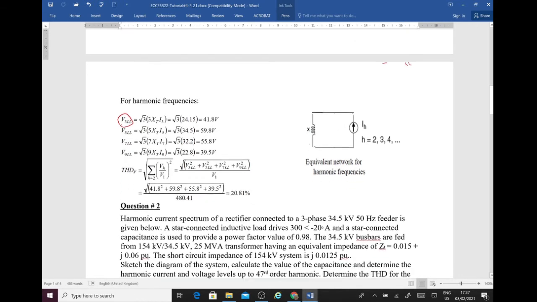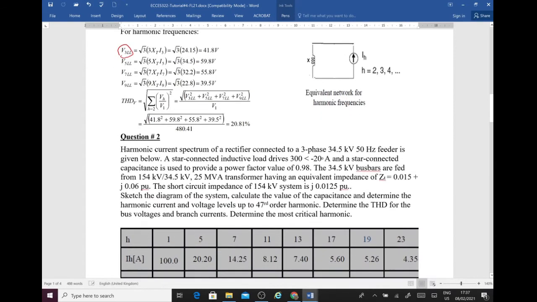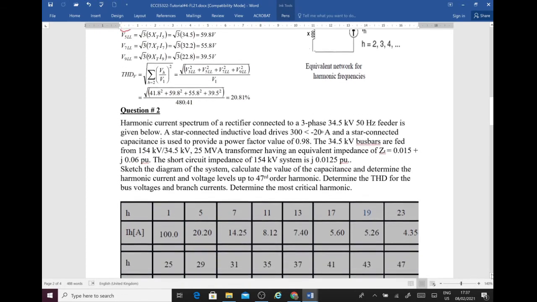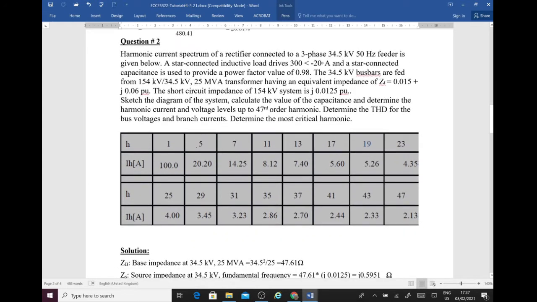Now let us move to the second one. It says that the harmonic current spectrum of a rectifier connected to a three-phase 34.5 kilovolt 50 Hertz feeder is given below. So those are the harmonic currents. The fundamental component will be 100 ampere, the fifth harmonic will be 20.2, and so on.